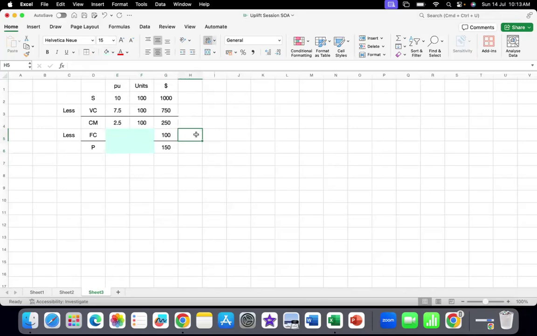Sir, in units, 100 minus 100 is equal to 0. No, no, no. So units are my multiplier. What is going to happen is units would be constant. So this is 10 multiplied by 100, that gives you 1000. Again, the variable cost is applied on the same units, that gives you 750. Contribution margin is again applied to the same units, which is going to give 250. So you cannot make it zero right here. You cannot make it zero.